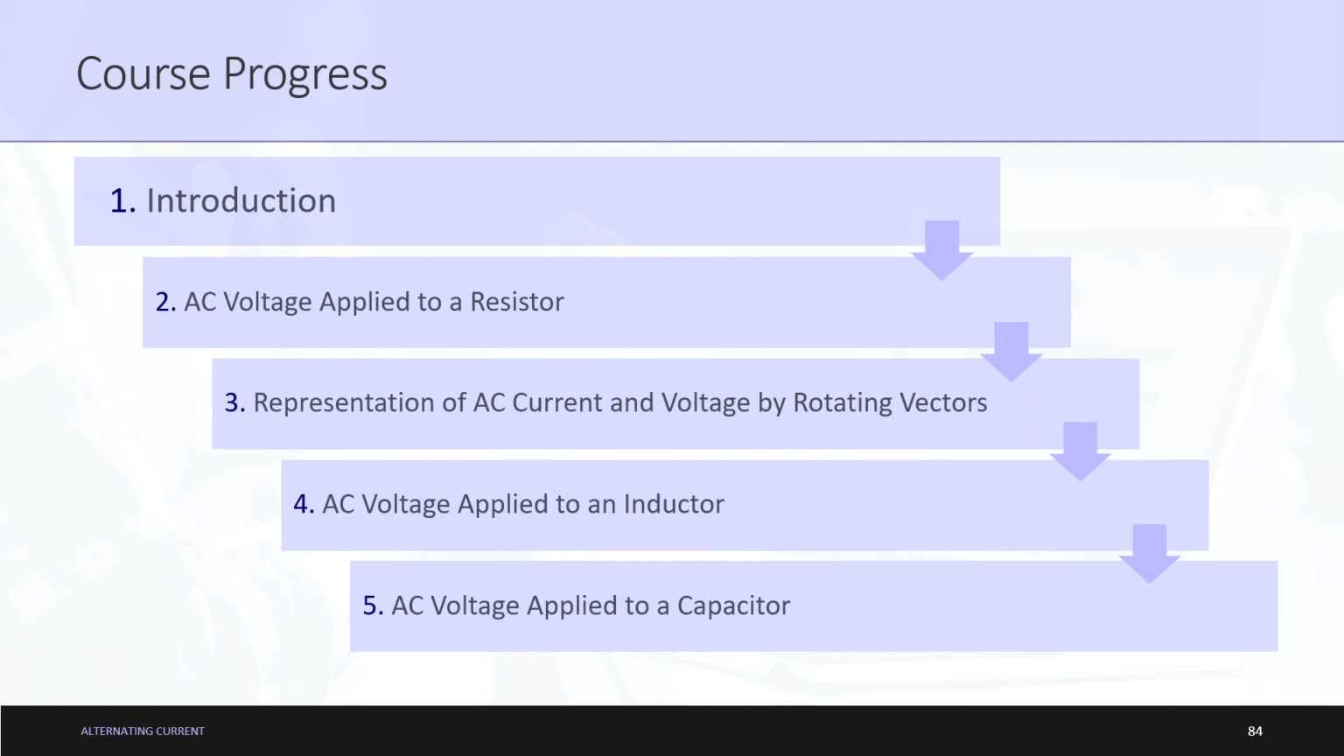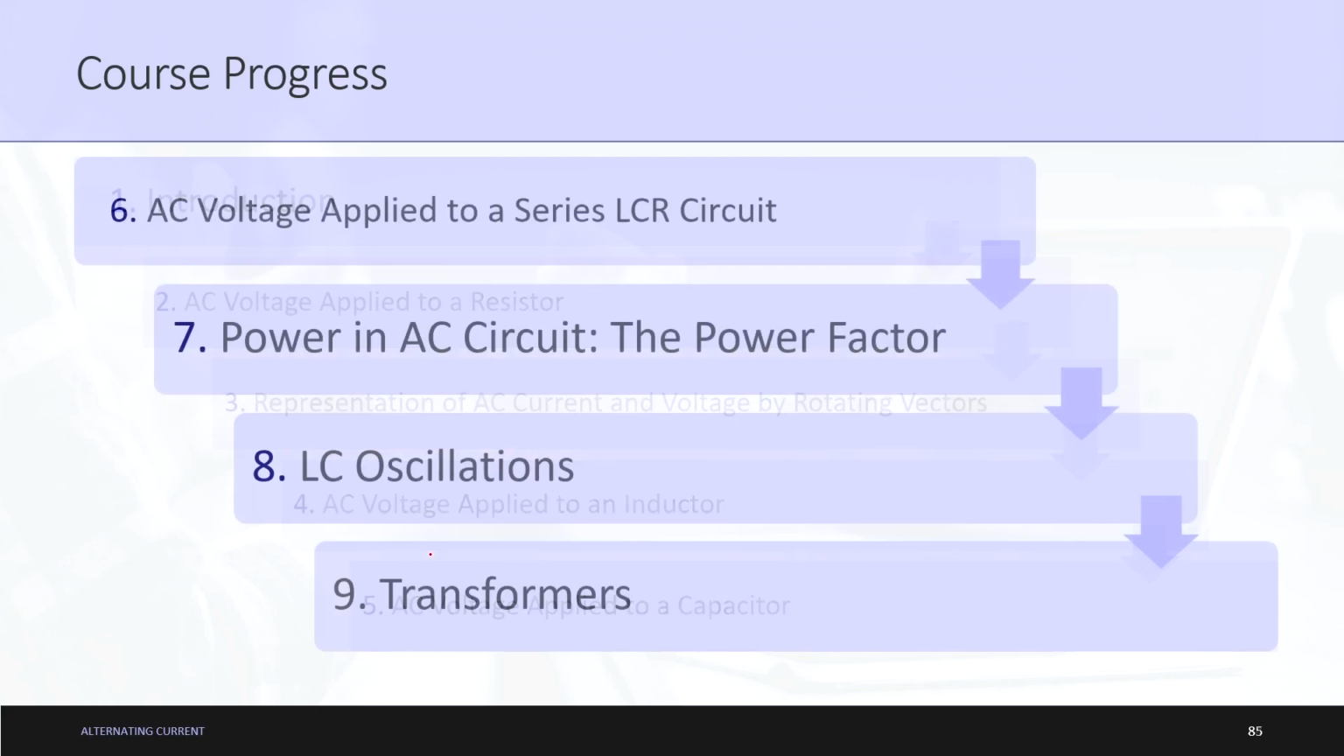This is the course progress. We have completed the introduction part, AC voltage applied to a resistor, representation of AC current and voltage by rotating vectors, AC voltage applied to an inductor, AC voltage applied to a capacitor, AC voltage applied to a series LCR circuit, and after this is done, we will move on to power in AC circuit, which is power factor. So, the example is already completed, only 2-3 points are to be explained, and then we move on to one of the most important topics, that is power in AC circuit, that is power factor.